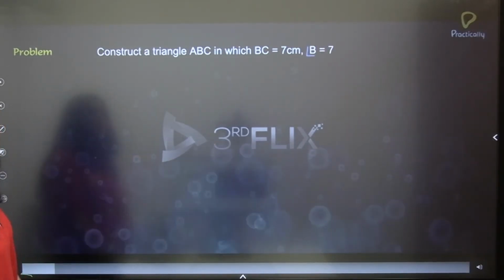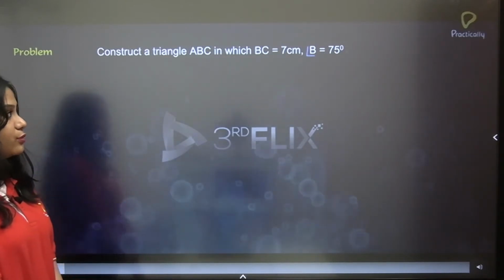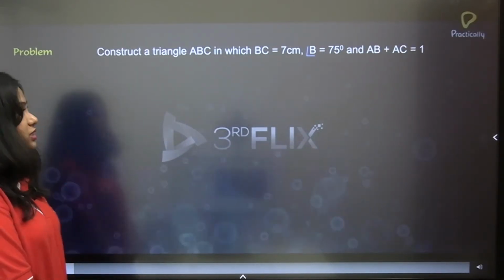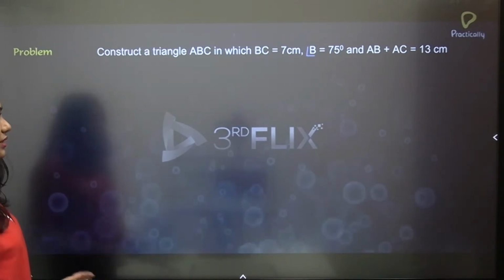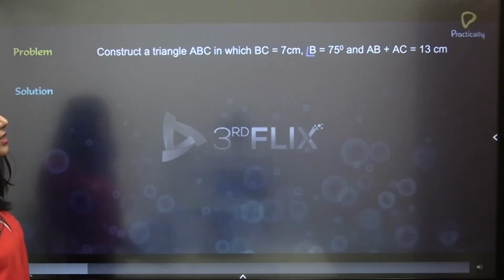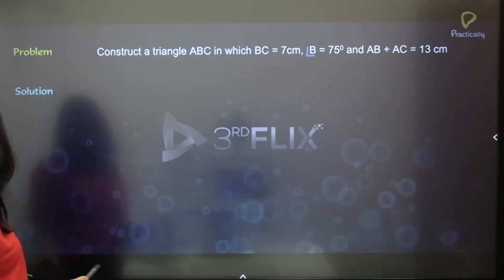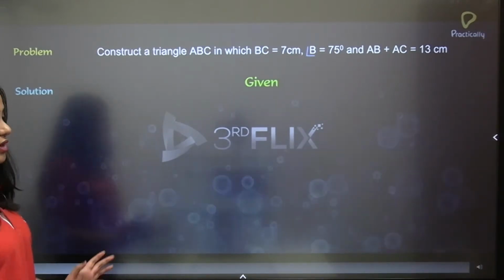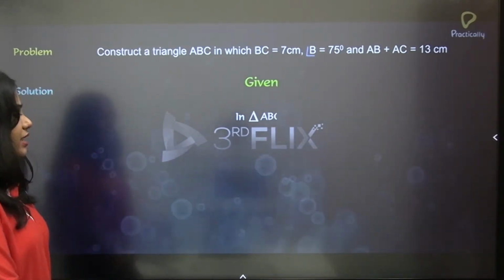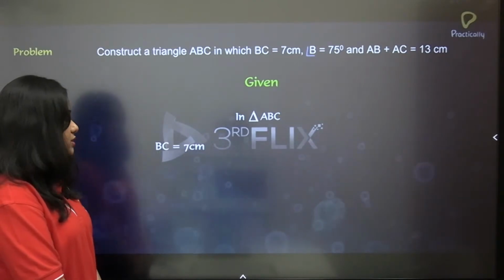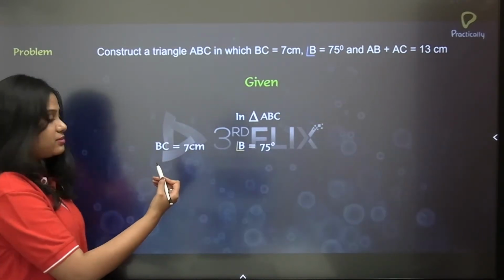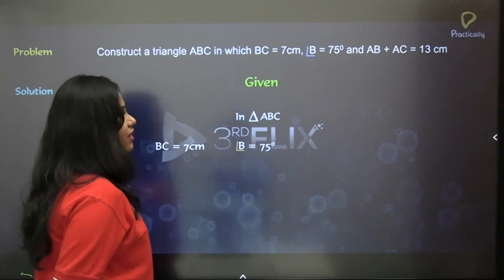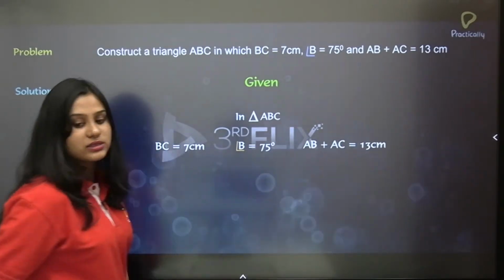Yes. So, construct a triangle ABC in which BC equals 7 centimeters, angle B equals 75 degrees and AB plus AC equals 13 centimeters. So, let us also see the steps of construction, okay? Right, given in triangle ABC, what is given? BC is equal to 7 centimeters, angle B equals 75 degrees and AB plus AC is 13 centimeters.